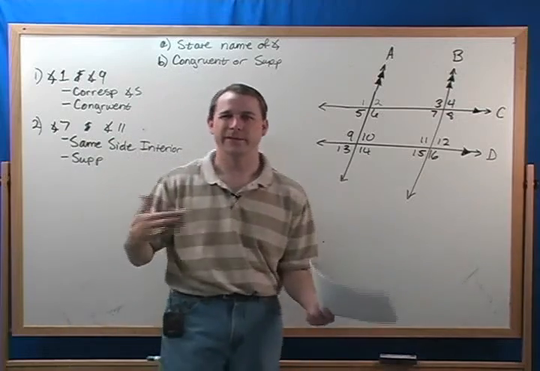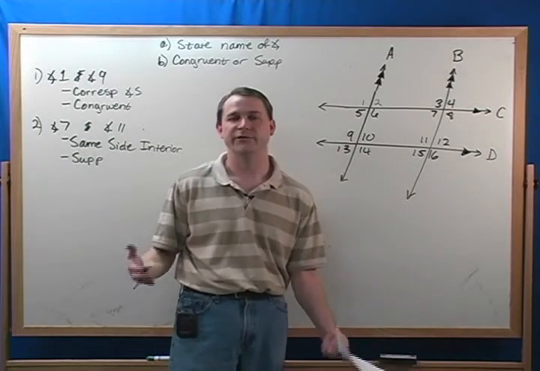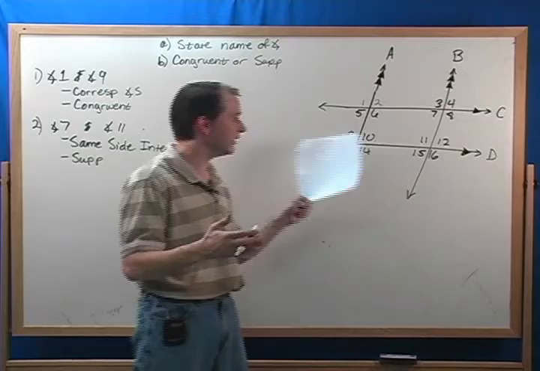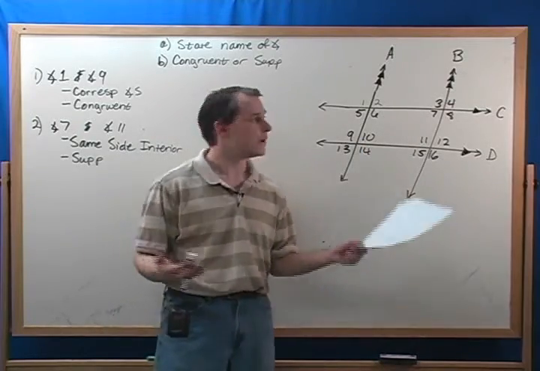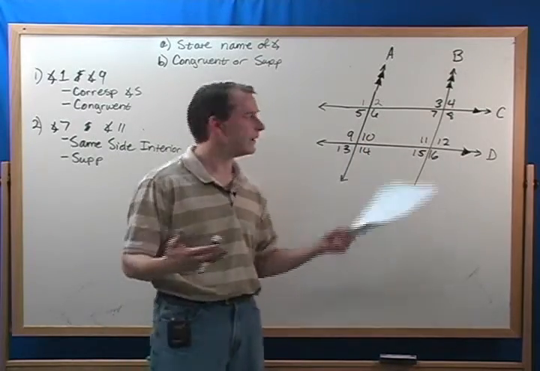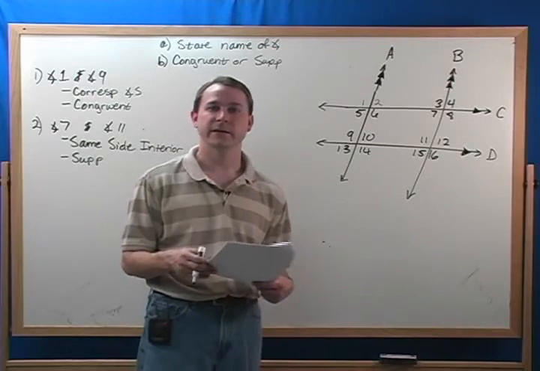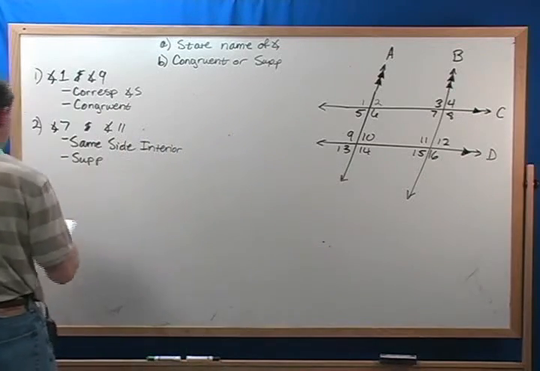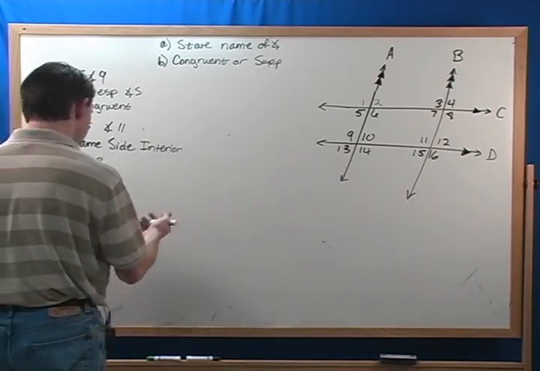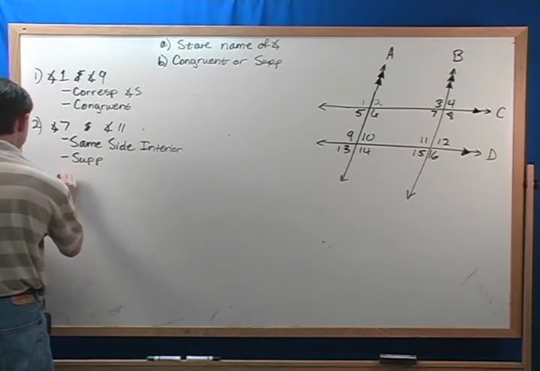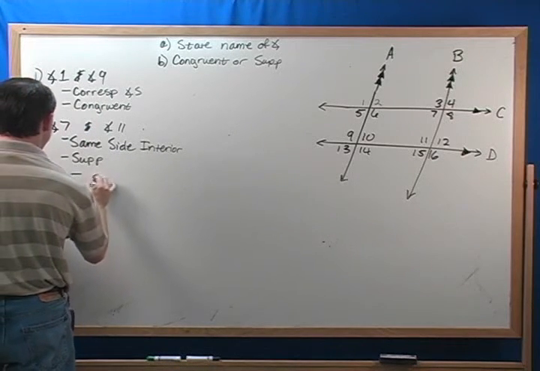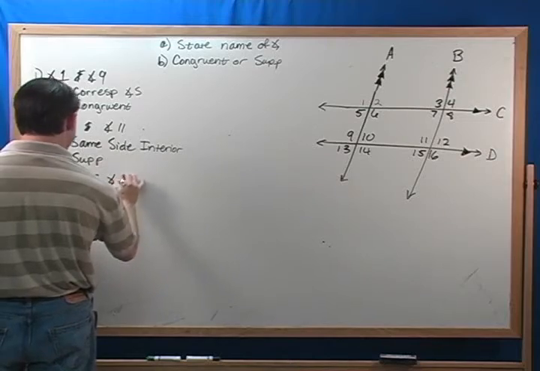I'm going through a lot of extra logic to show you what I'm trying to say, which is that the easiest thing is to look at your theorems and sort of memorize them. But if you forget how to memorize them, then that's how you can figure out the answer. So they're supplementary. Okay, now the next one is angle 5 and angle 10.